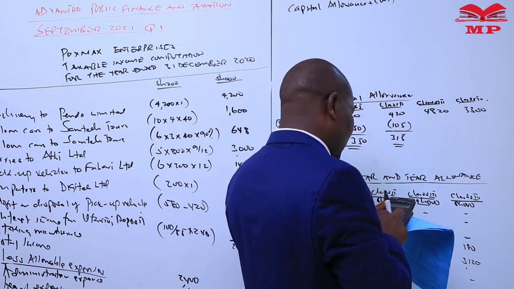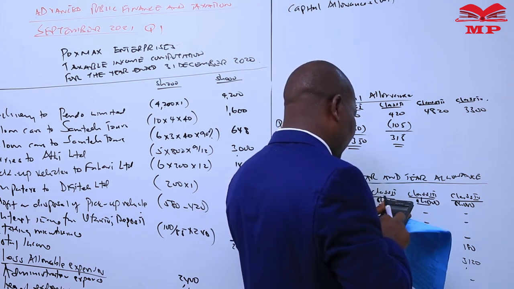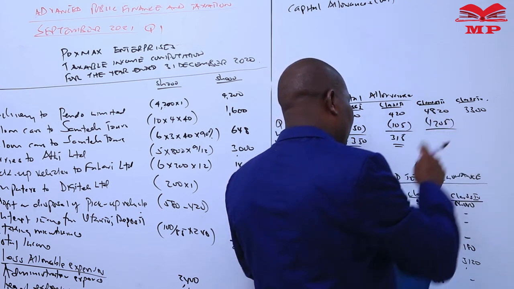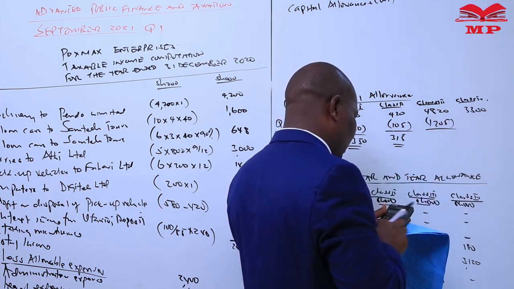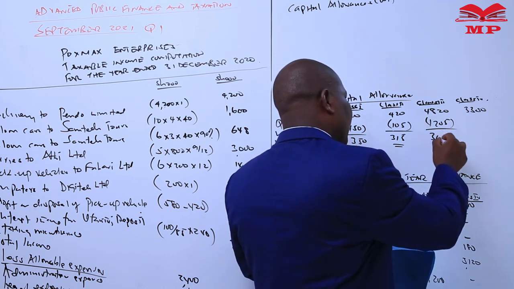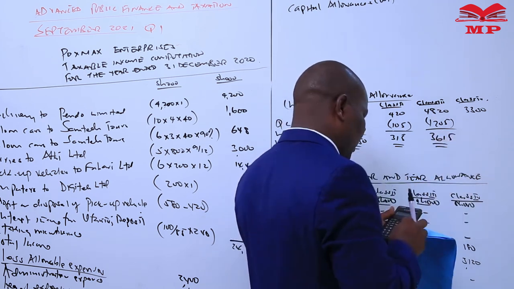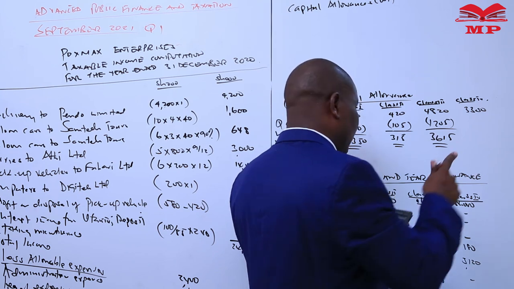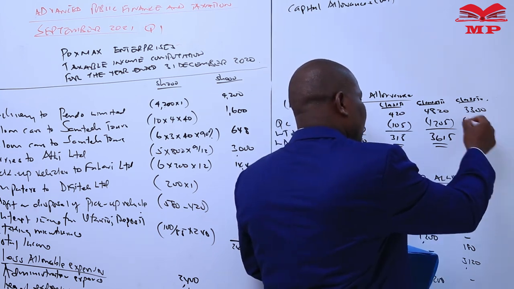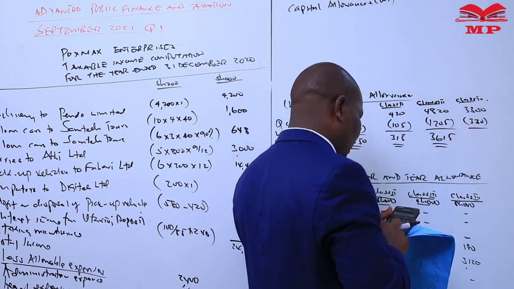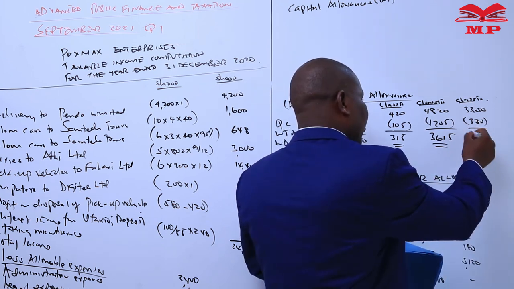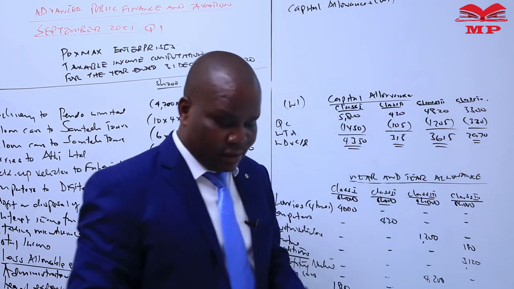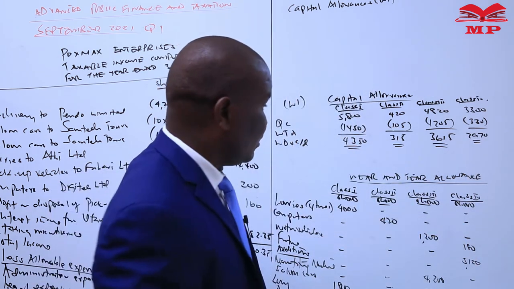Class 3, 4,820 by 25% should be 1,205. From 4,820 is 3,615. 3,300 by 10% is 330. From 3,300 is 2,970. So up to there we have all our capital allowances. What we do is to make a summary.